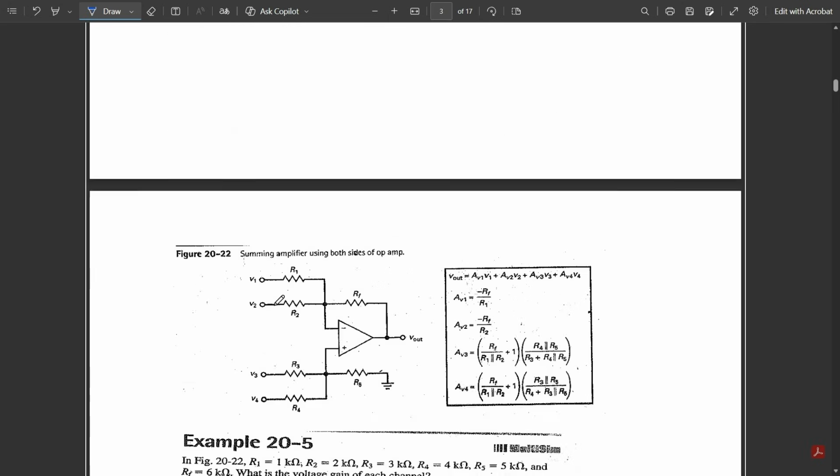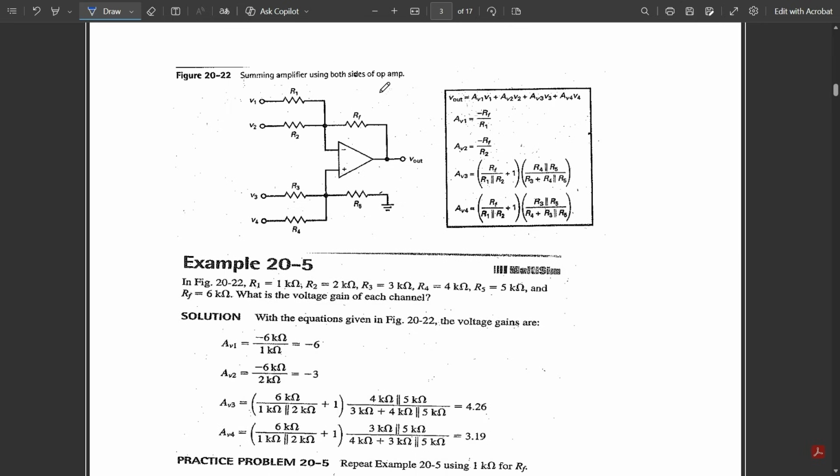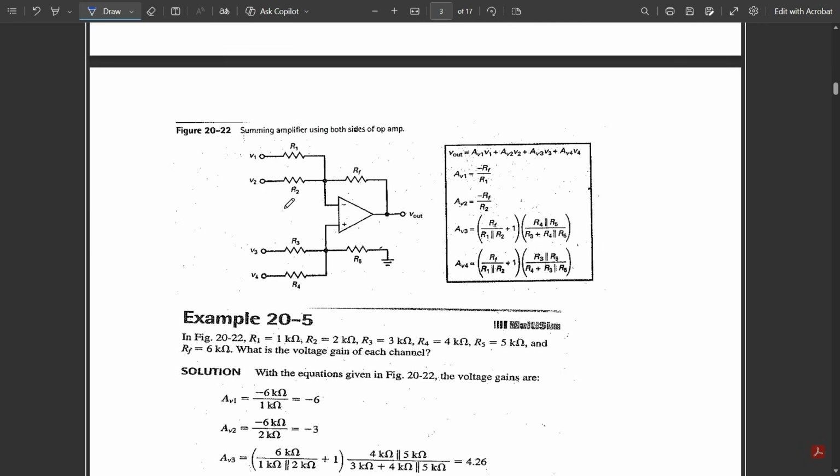Okay, yeah. So this is the basic relation for each voltage gain which I had told you, that is the summing amplifier using both sides of the op amp. So this is the basic summing amplifier which is required for this syllabus. Okay. So we see here the summing amplifier using both sides of the op amp. They have used one op amp and five resistances as mentioned here, that is R1, R2, R3, R4 as well as R5. And we have one feedback resistor RF here, which is given through the non-inverting terminal. So from the non-inverting terminal, we have R1, R2, which are parallel to each other.